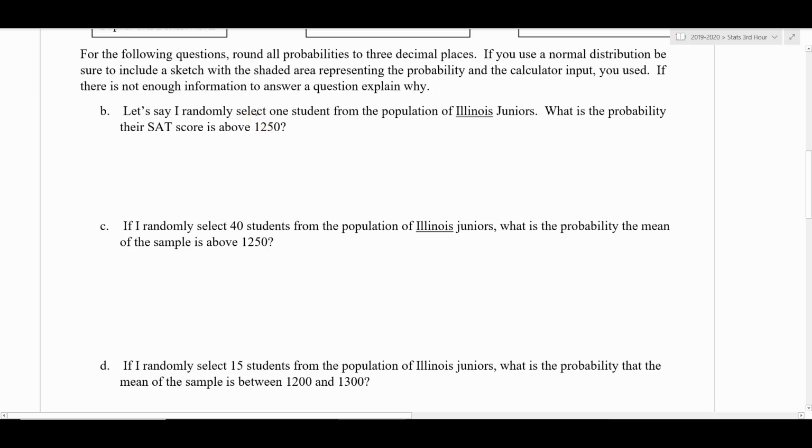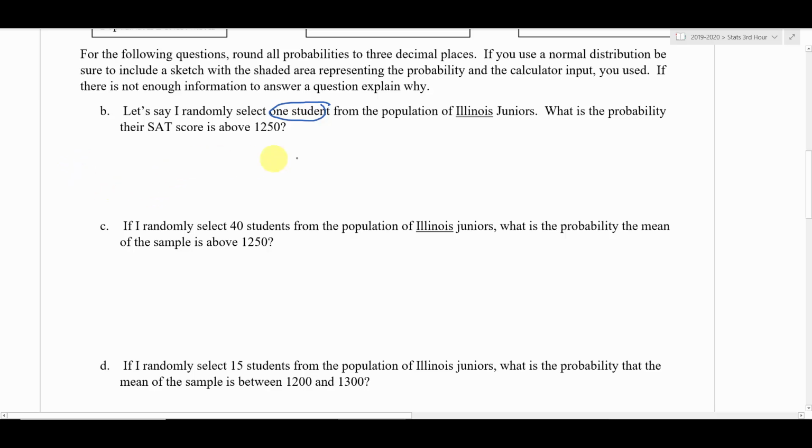So let's say we're dealing with the same distribution of test scores. We want to really pay attention to the wording of the problem, okay? So notice in this first one, it says, let's say that I randomly select one student from the population, okay? So we're selecting a single student. And when we select a single student and we try and calculate the probability that they do something, we're going to use the population distribution, all right? So when we take one at a time, that's population distribution, okay?